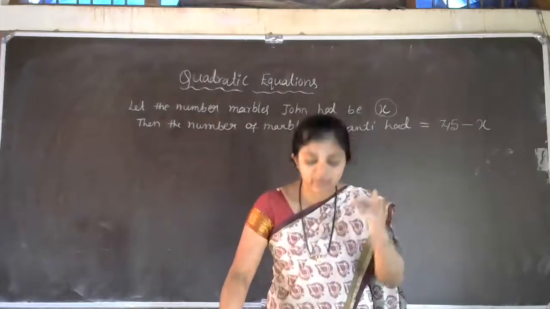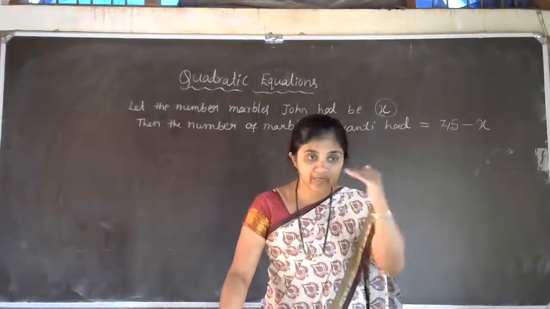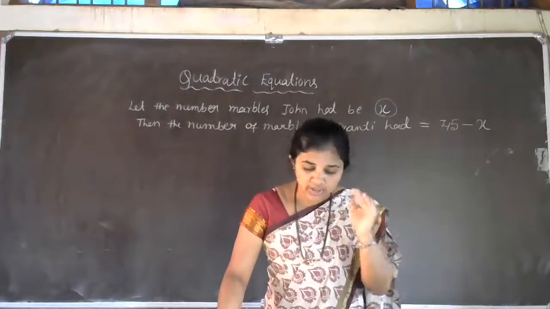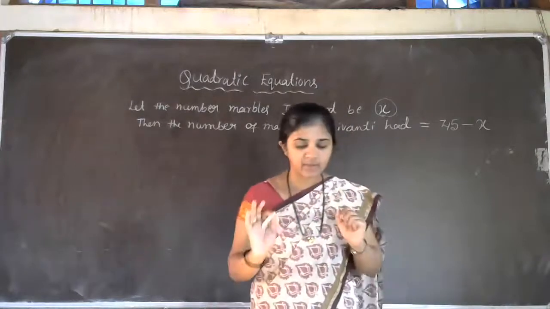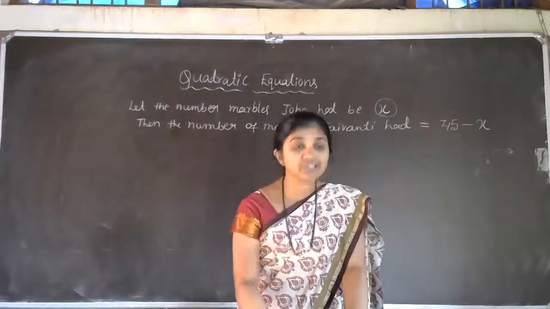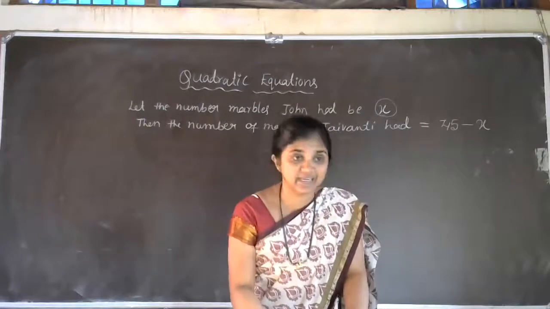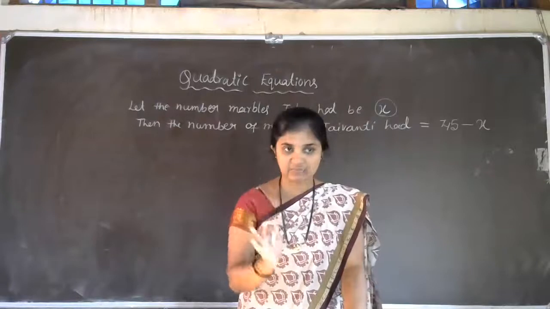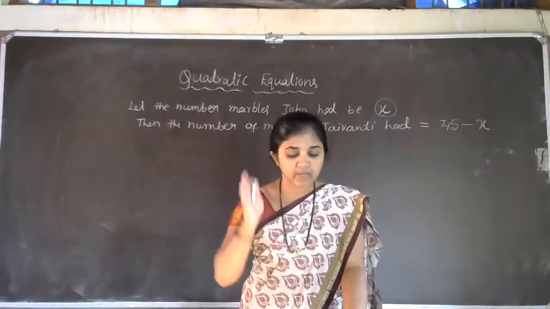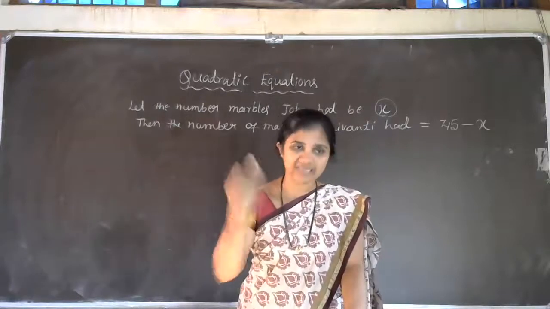Okay, now next statement. Again, we have to read the question again. John and Jaivanti together have 45 marbles. Both of them lost 5 marbles each. Now, the statement is both of them lost 5 marbles each.